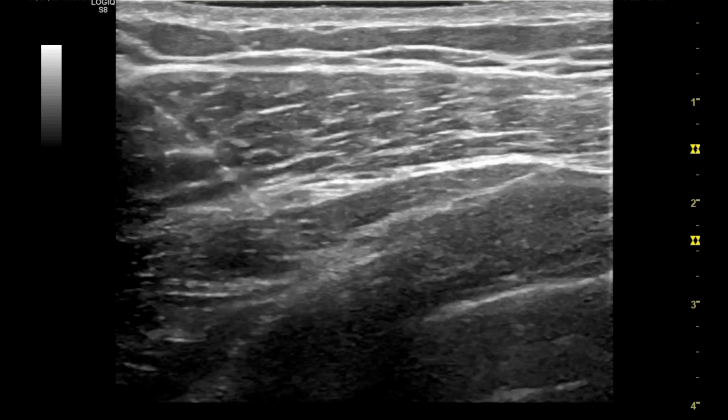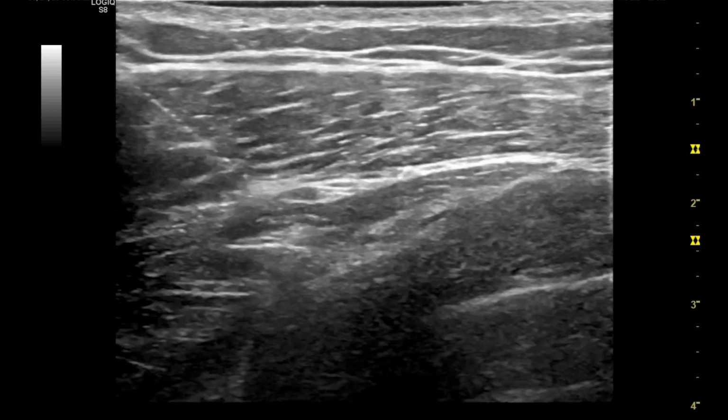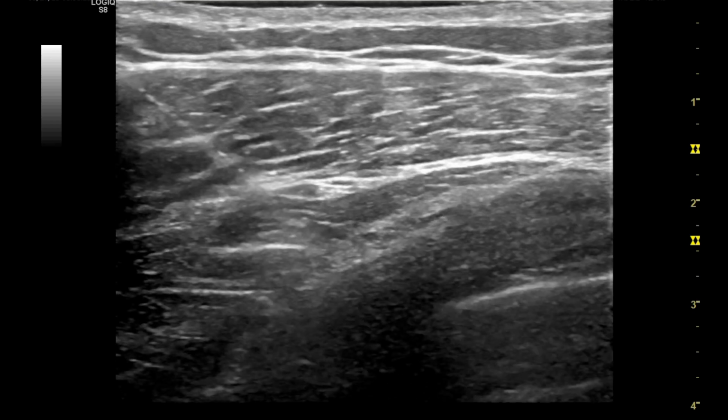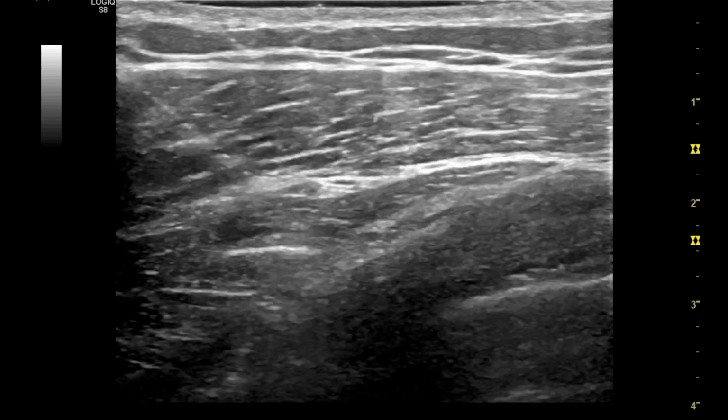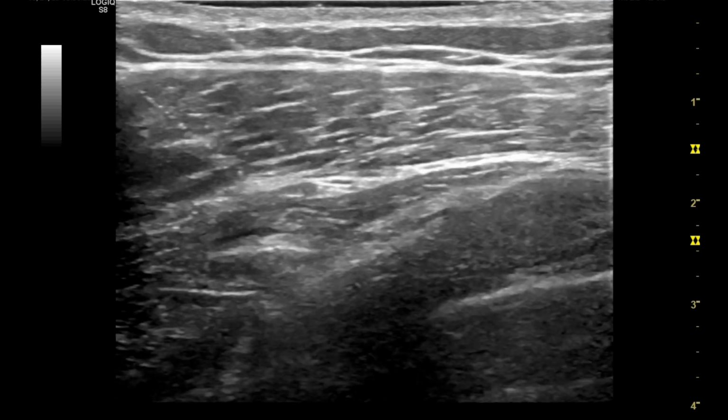This video demonstrates satisfactory needle placement along with placement of botulinum toxin, noted by the hyperechoic fluid-like passage.